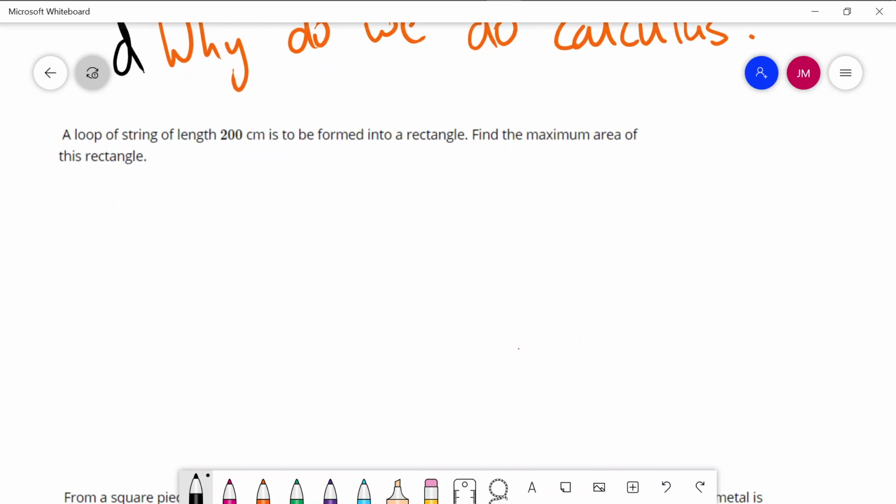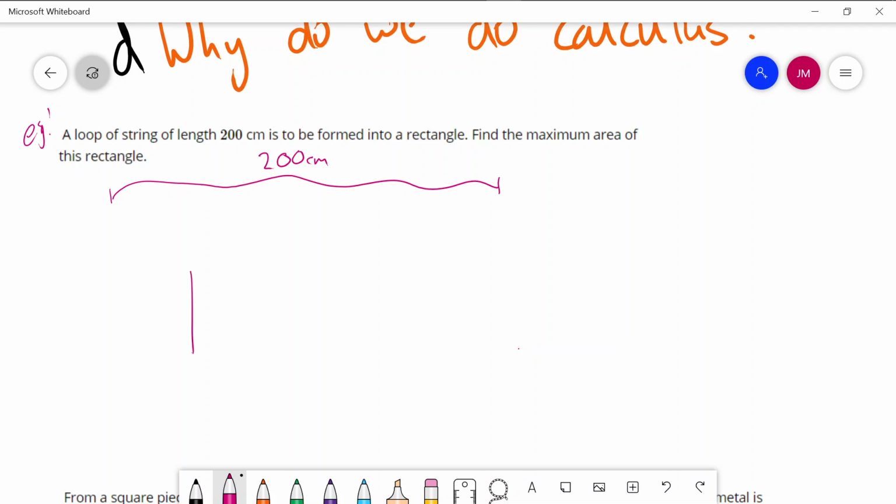This first example, we've got a loop of string of length 200 centimeters, and it's going to form a rectangle. Find the maximum area of this rectangle. So, here's my loop of string. Don't know how long it is. Let's call it x. Oh, no, we do know how long it is. It's 200 centimeters.